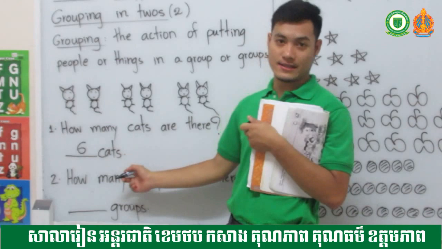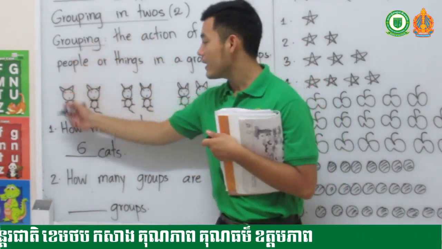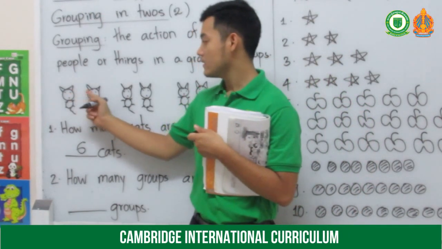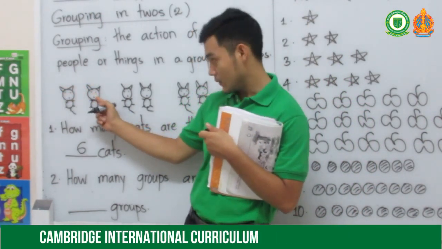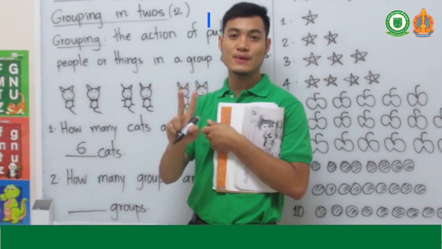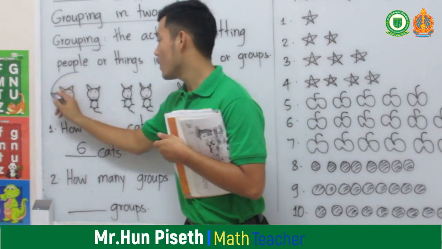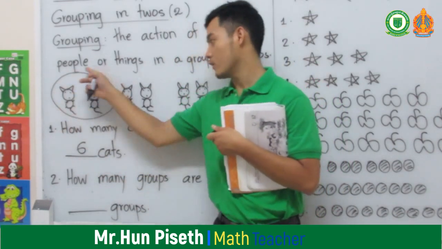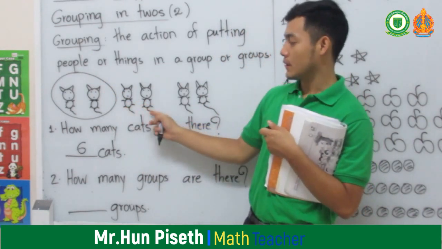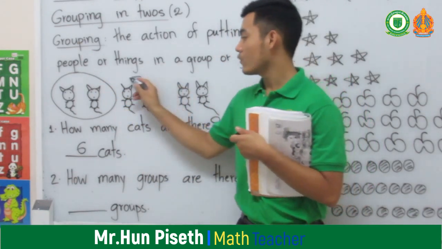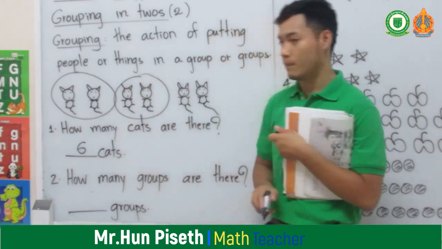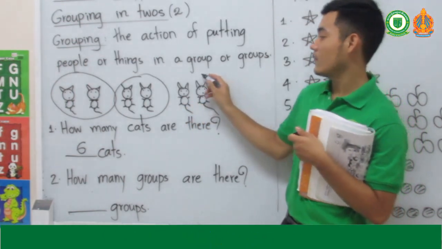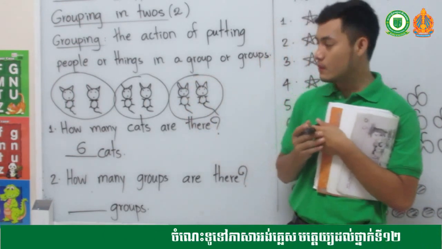There are 6 cats. And then we start grouping the cats into twos. So count together. 1, 2. That means one group is two cats, so we're grouping it into twos. Okay, 1, 2, so one group. And then again, 1, 2, another group. And the last one is 1, 2. So we already grouped it into twos.